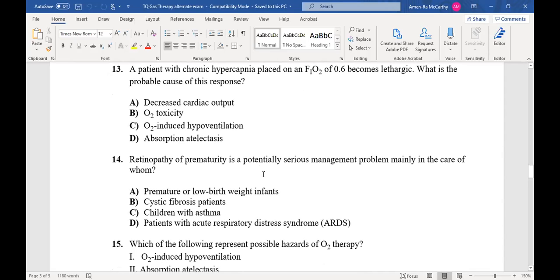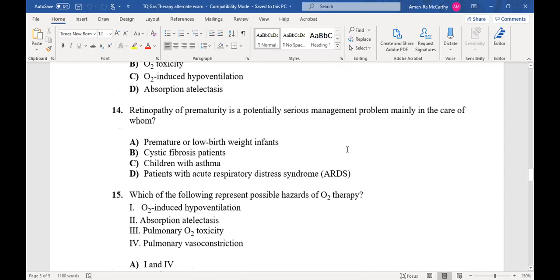Ms. Cummins, number 14. Retinopathy of prematurity is a potentially serious management problem, mainly in the care of who? A. Premature low birth babies. Retinopathy of prematurity, okay, that's your babies or your low birth weight infants. Good.